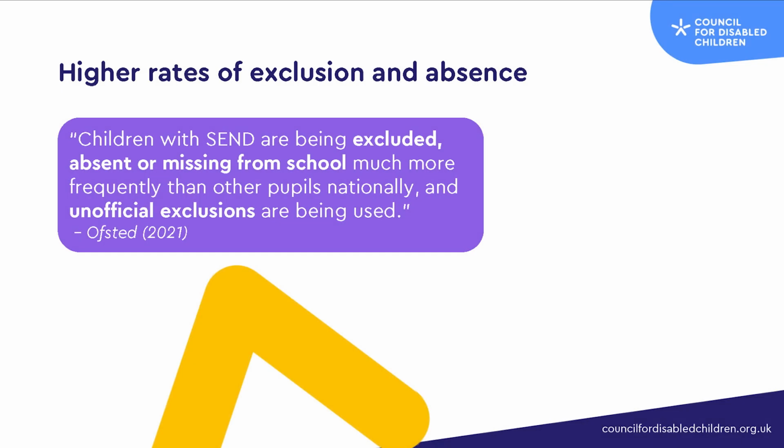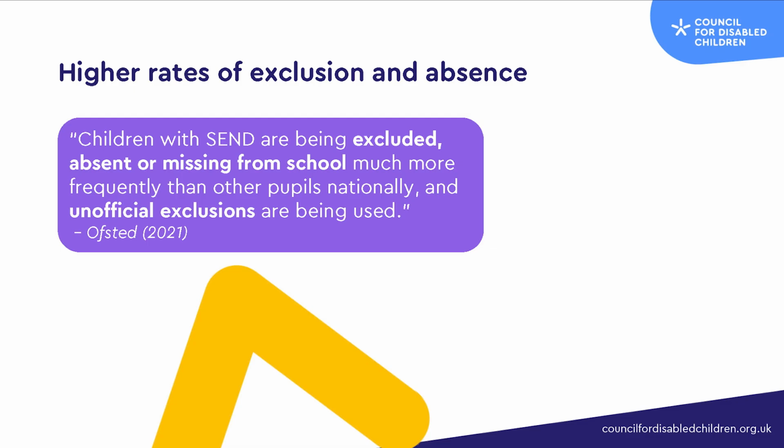The evidence on this slide comes from school-level SEN data. Ofsted's report, Supporting SEND 2021, highlighted that children with SEND are being excluded, absent or missing from school much more frequently than other pupils nationally, and unofficial exclusions are being used. That phrase, unofficial exclusions, refers to practices such as pupils being sent home without a formal exclusion being recorded or being removed from the school roll, what's sometimes called off-rolling. Ofsted describes these patterns as critical barriers to inclusion and equal access to education.